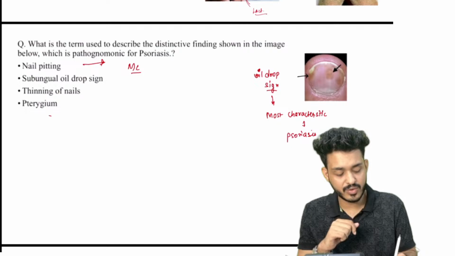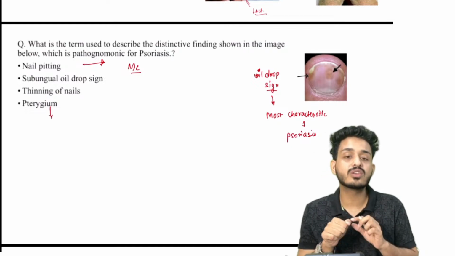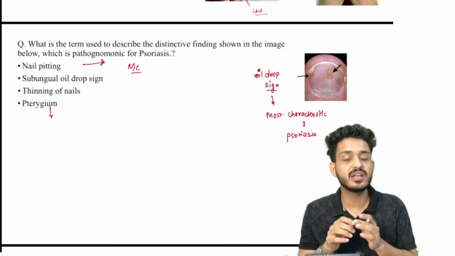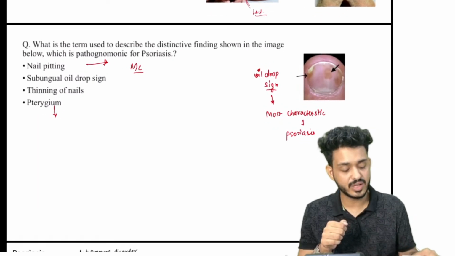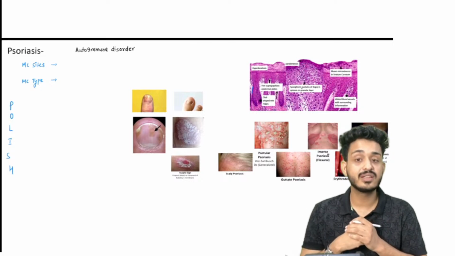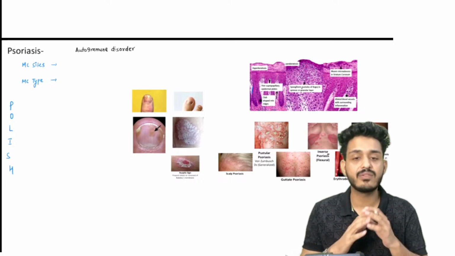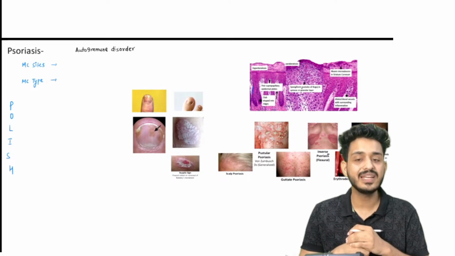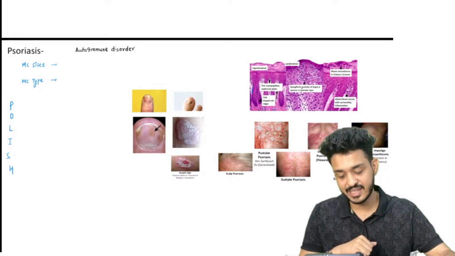Okay, pterygium. What will happen in pterygium? You will have the proximal nail fold bifurcating the nail bed into two parts. We will be discussing nail pathology in subsequent slides. Just look at psoriasis first. Everything that you need to know about psoriasis will be here itself. We will be discussing complete psoriasis.